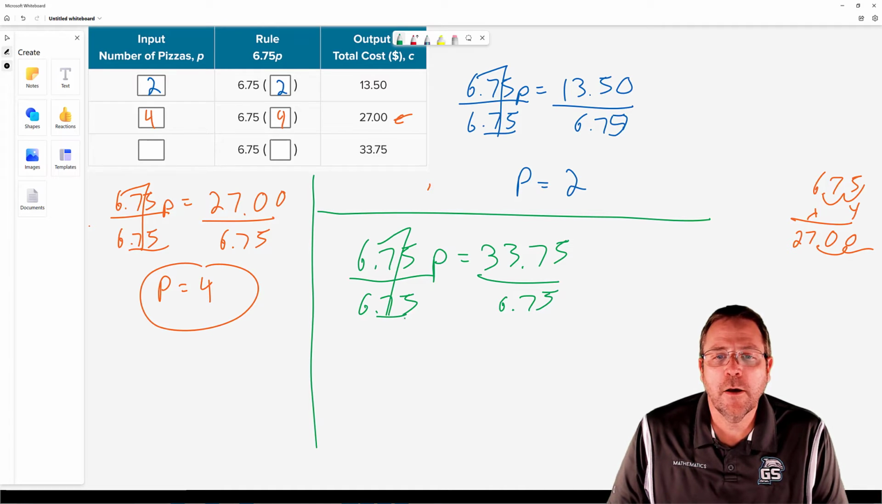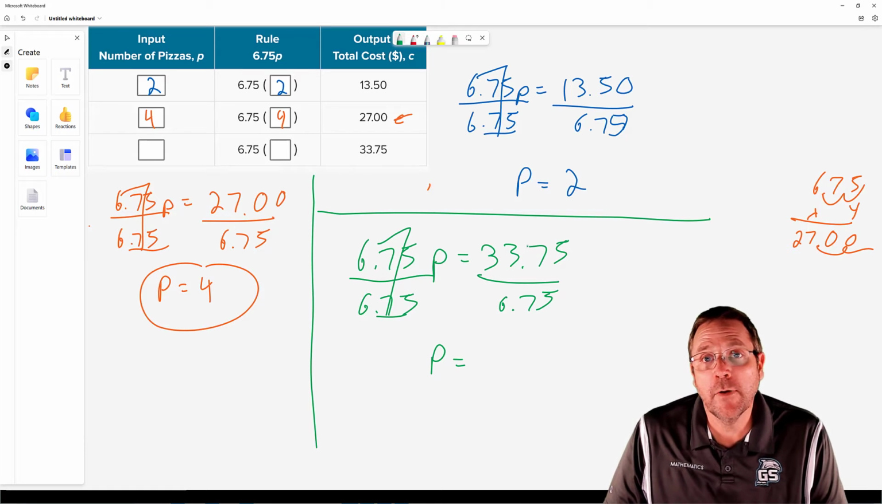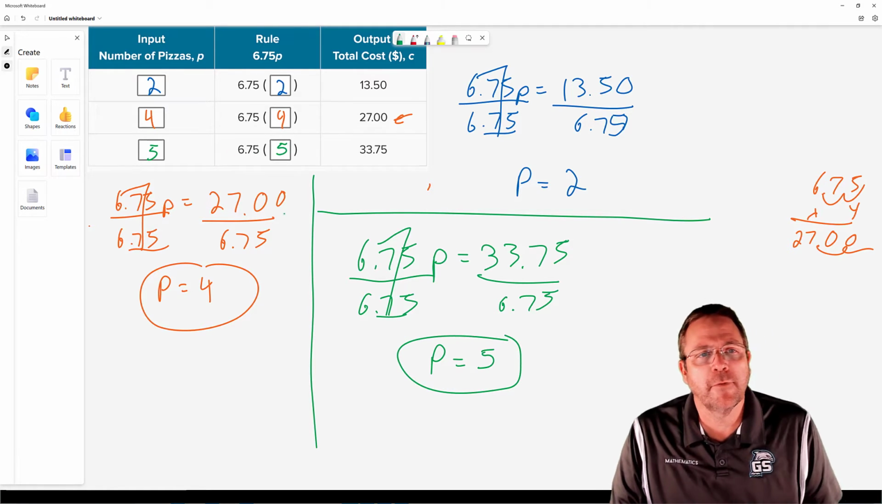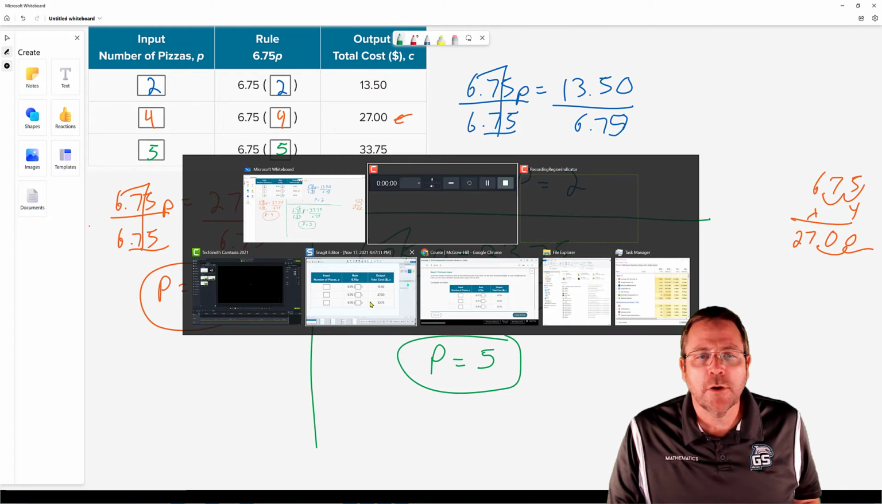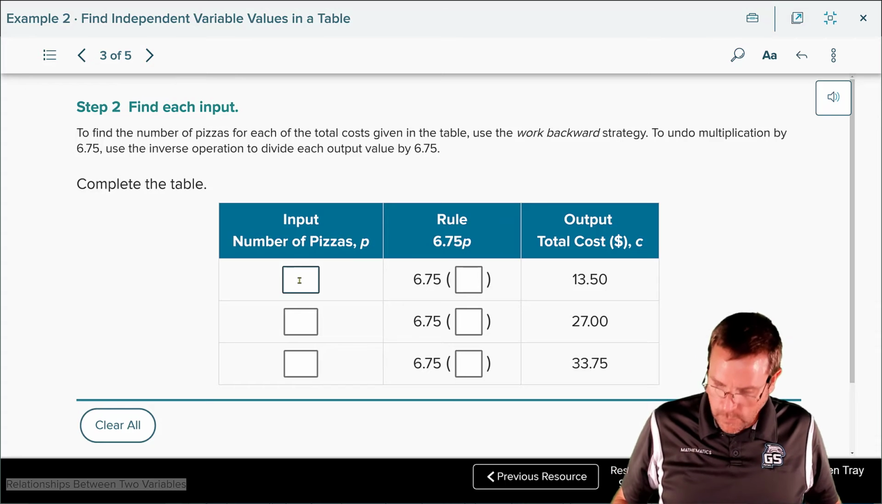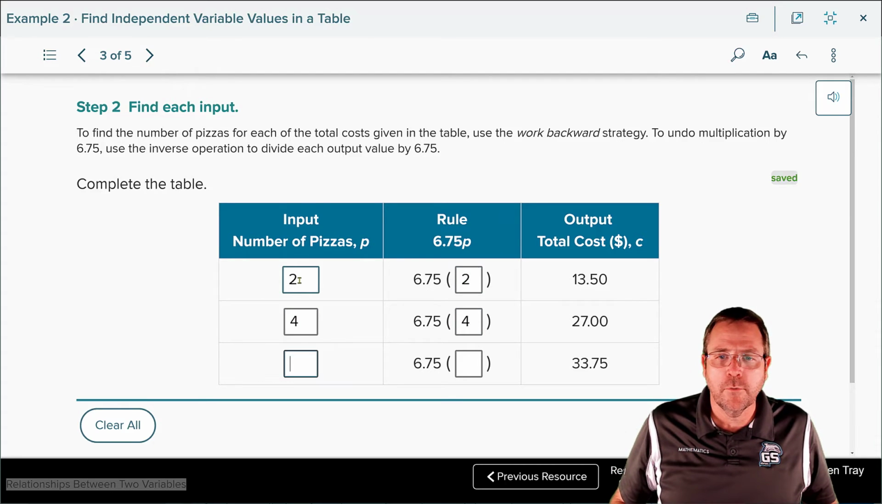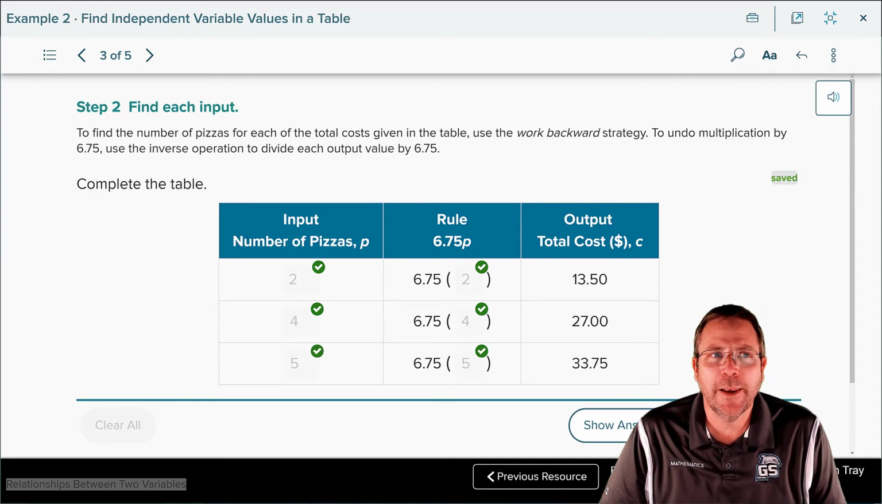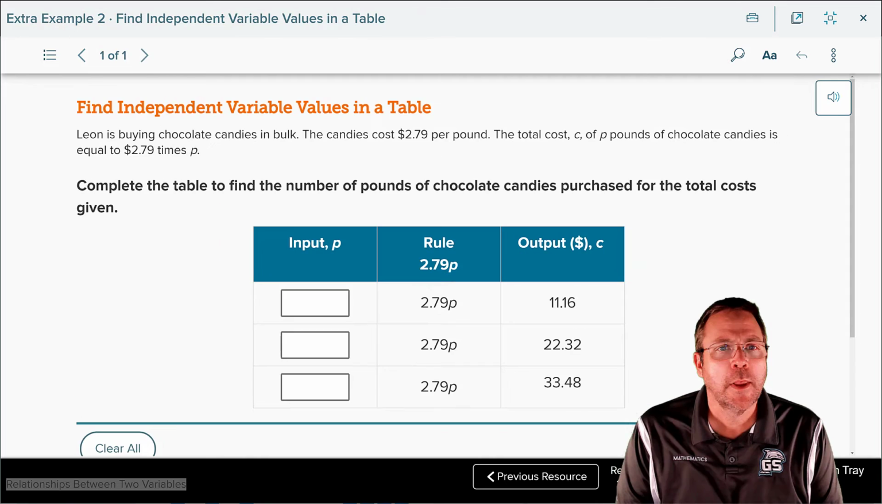And when I divide 6.75 on both sides, these still divide out becoming 1. 1 times P is going to be P. And when you divide 33.75 by 6.75, I'm pretty certain you're going to get 5. So our answers here are going to be 5 and 5. So let's jump over and check our answers. We're going to have a 2, a 2, a 4, a 4, and a 5, and a 5. Check it, and everything checks. I like it when a plan comes together.